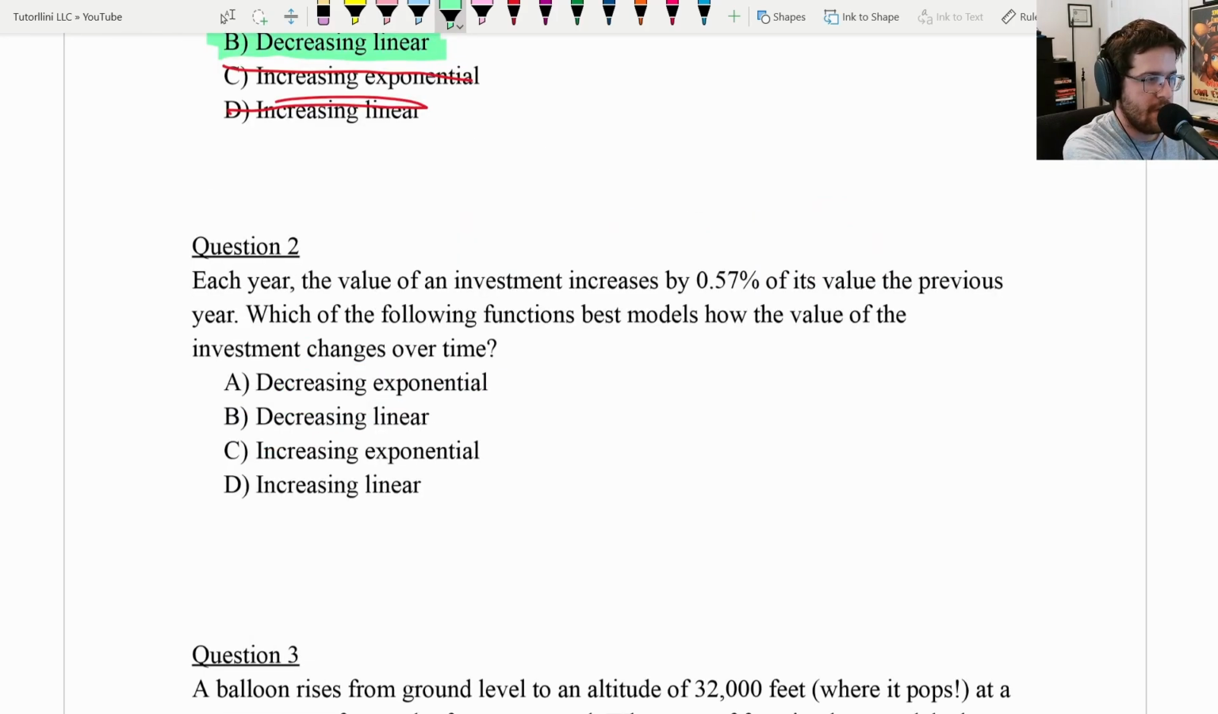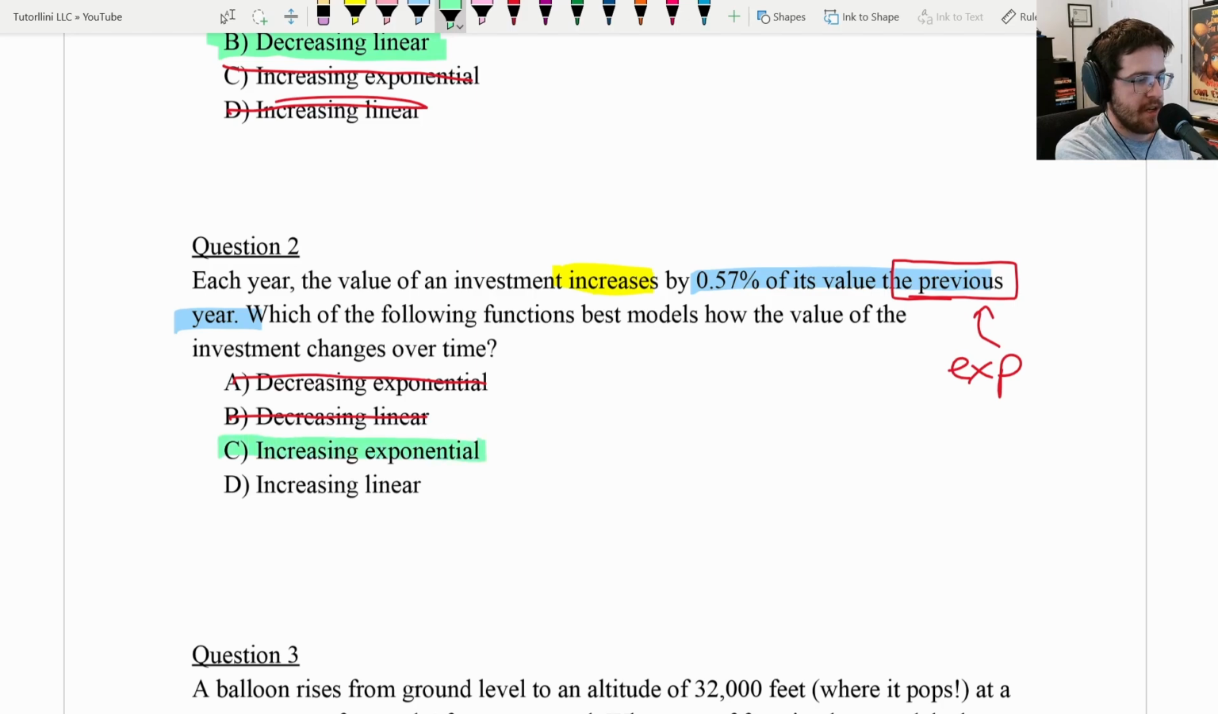Okay, question 2. So this one says it is increasing. So right away, I'm going to cross off the choices that say decreasing. And then it says 4.9% of its value the previous year. And as we talked about, if we multiply each previous y value, not the original, that tells us it's exponential because it's changing every time. Think about it. If I start with 5 and multiply by 2 and then multiply by 2, it's going to keep getting bigger. It's not going to have a constant rate of change. So this one will be increasing exponential.